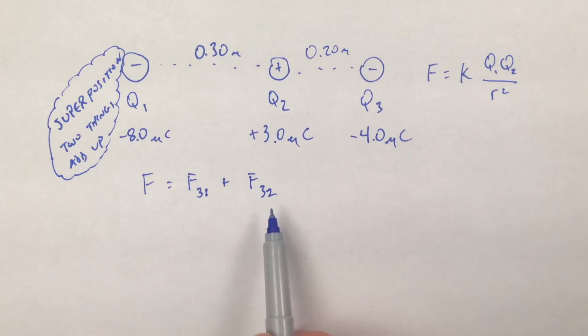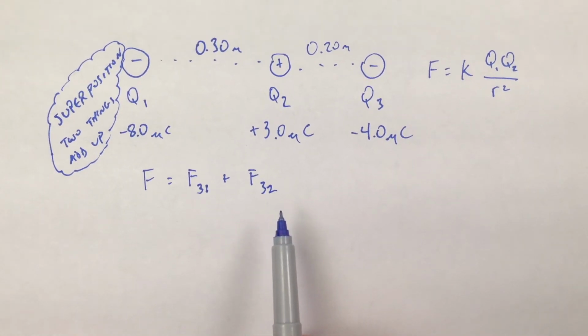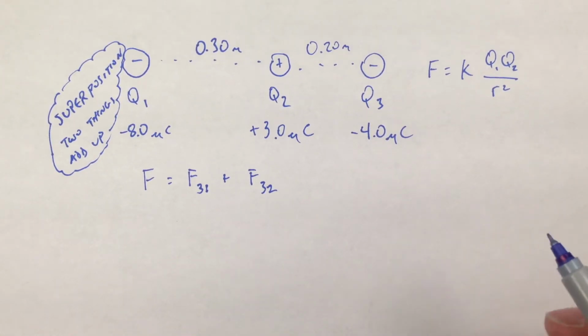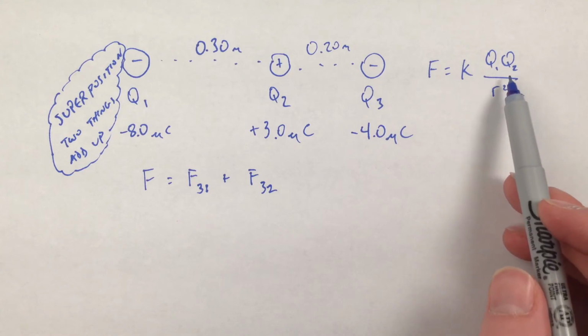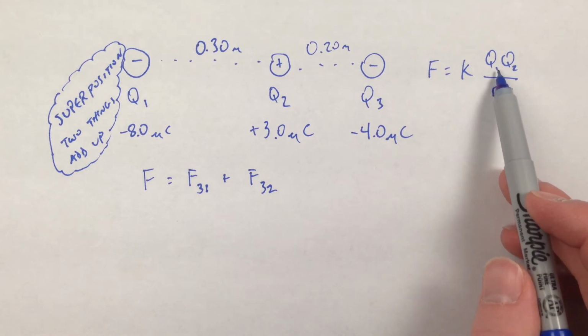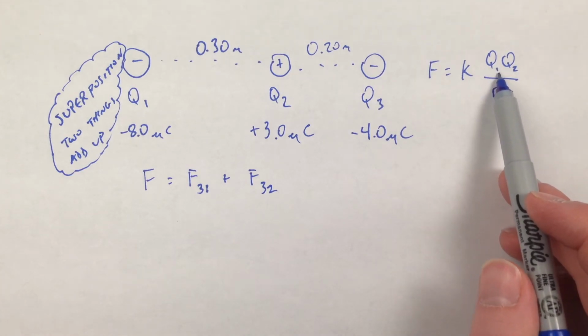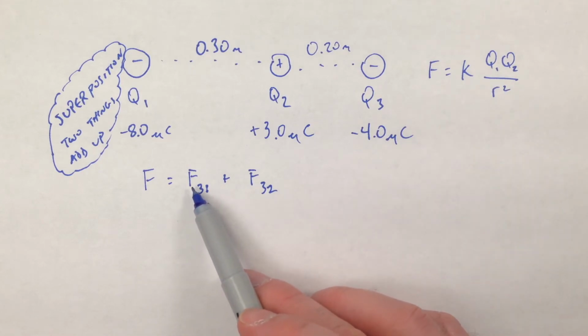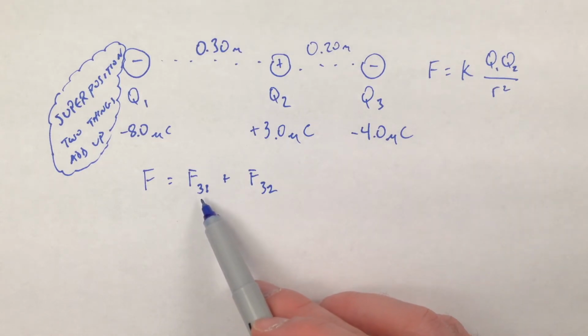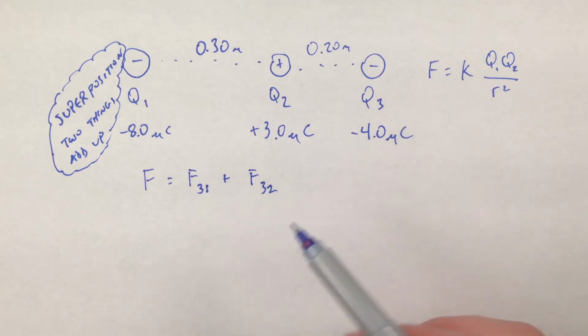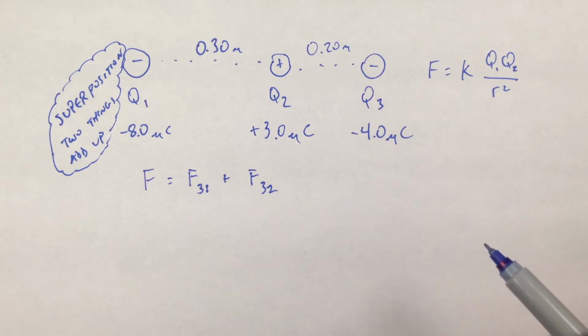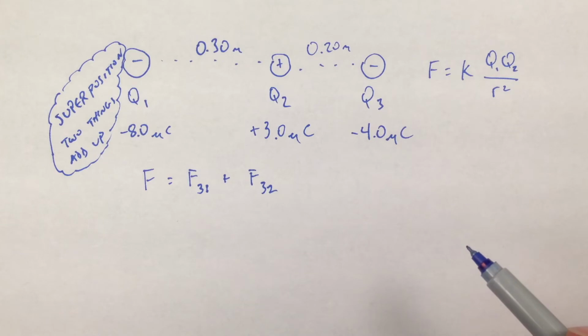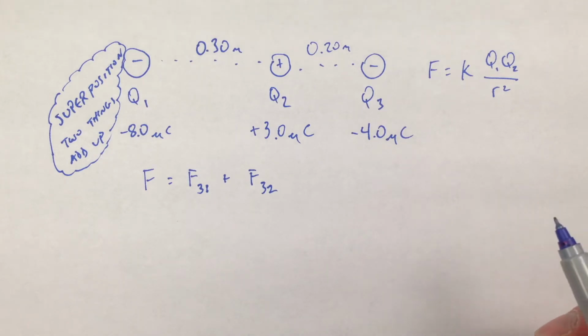Okay, so if you remember using subscripts way back when we were doing momenta, putting a number below something, just like Q1 and Q2, that's supposed to indicate, oh, that's the charge that belongs to charge number 1. Well, this is the force that belongs to or pertains to charges 3 and 1. It's an interaction.